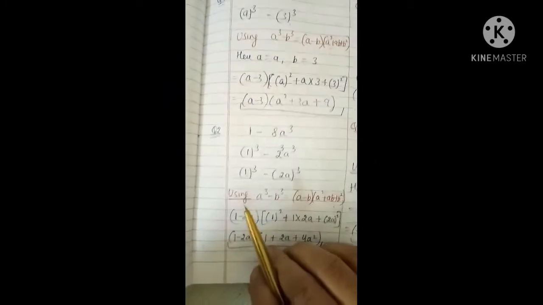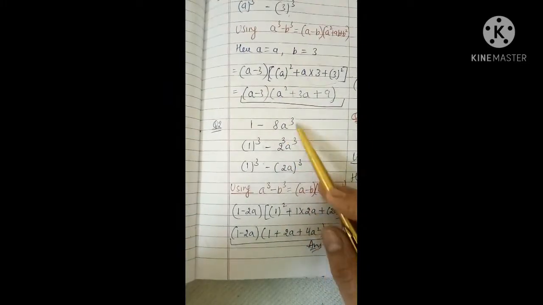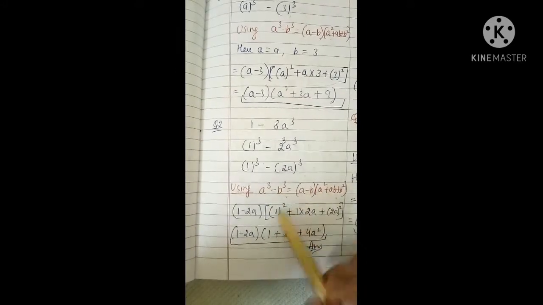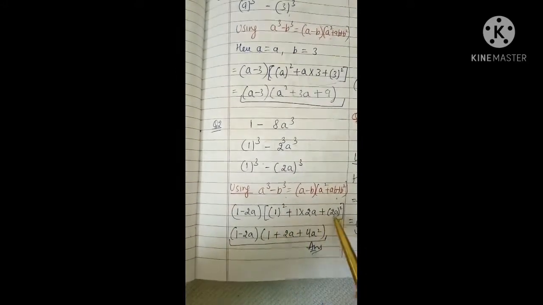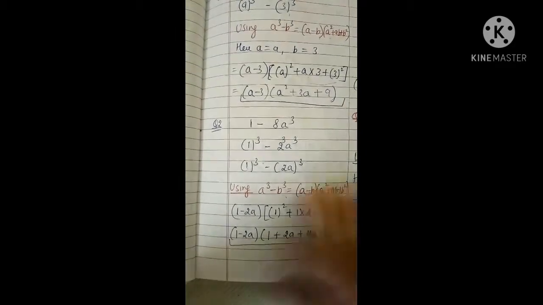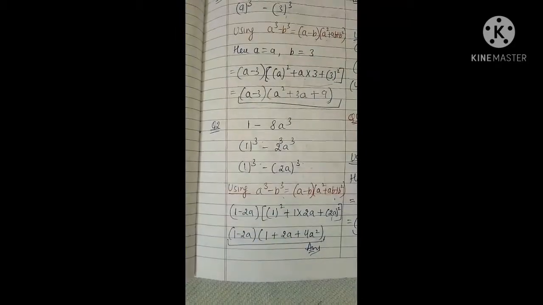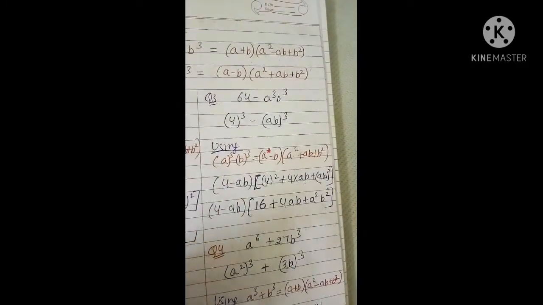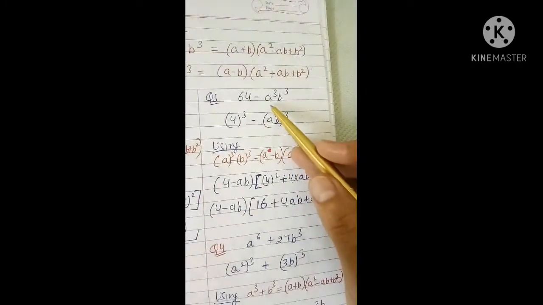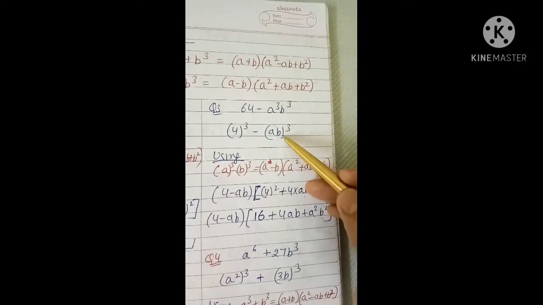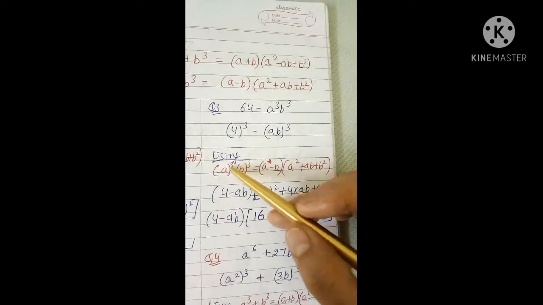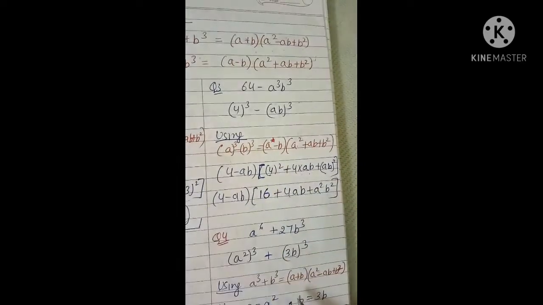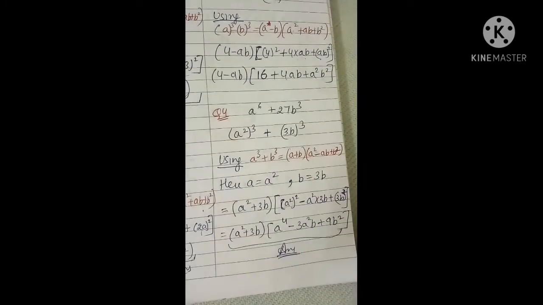Next is second question. In second question, 8a cube you can write 2a whole cube. Again apply the same formula, a square plus ab plus b square. Simplify and we get the answer. Then question number 3. In the third question, the statement is 64 minus a cube b cube. ab you can take common, ab whole cube, and then again apply the formula a cube minus b cube. Maximum questions are similar.